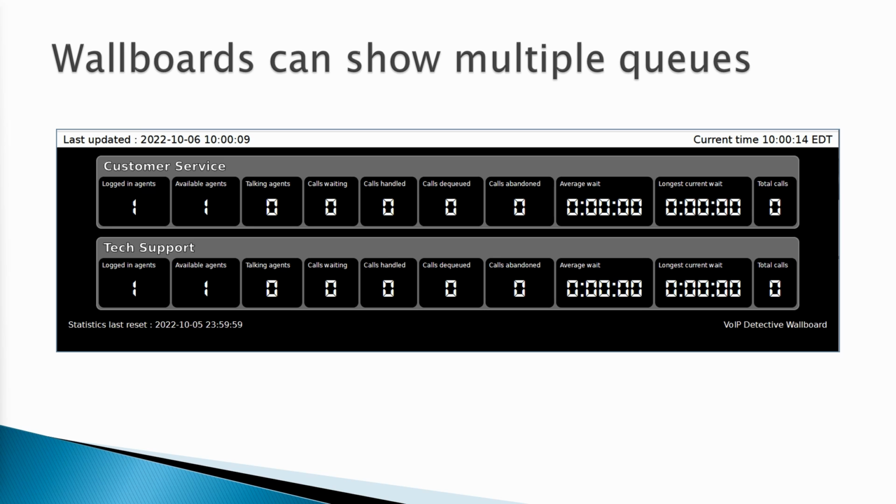Improvements have been made to the VoIP Detective UCCX wallboard. The wallboard is a screen that shows up-to-the-minute statistics of your Cisco Unified Contact Center Express queues and is available in VoIP Detective Pro.